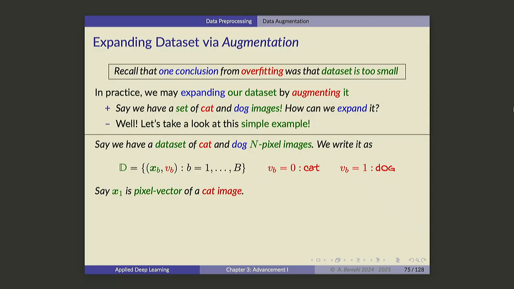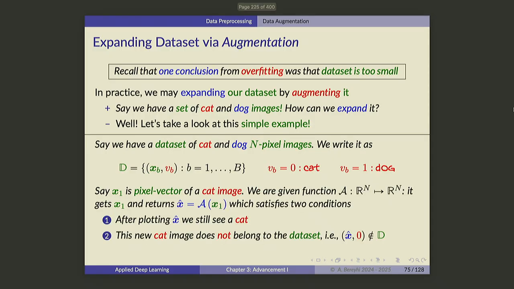Well, let's write down things more concretely. Say I have one batch of data with B different samples. The X's here are pixel vectors, right? The pixels of the cat or dog image. Y is the label, right? It's, for example, 0 if it's a cat and 1 if it's a dog, right?